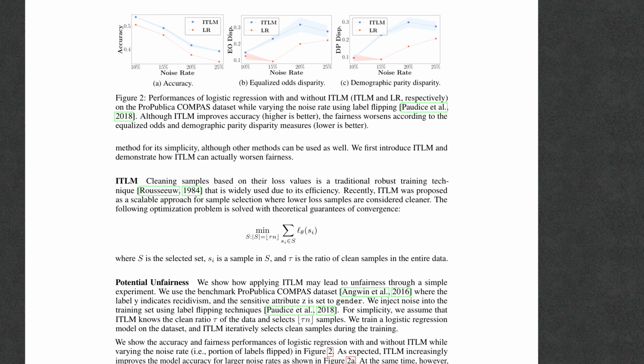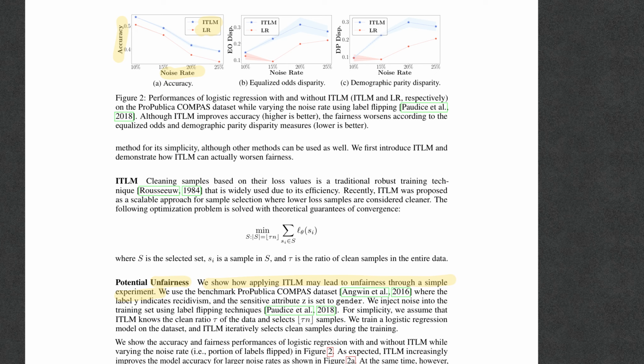So let's go back to the paper. So we had this ITLM. This was the definition. And there was this discussion of blindly applying it can lead to unfairness. Figure 2 also sheds some light on this. So they have logistic regression and iterative trimmed loss minimization. On the x-axis you have the noise rate, and on the y-axis you have the accuracy.